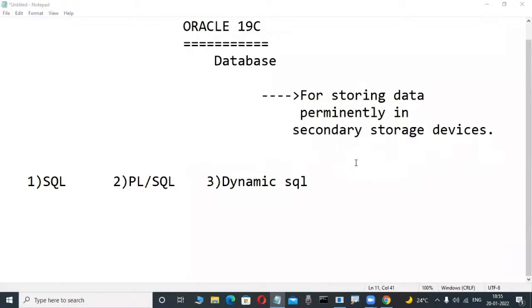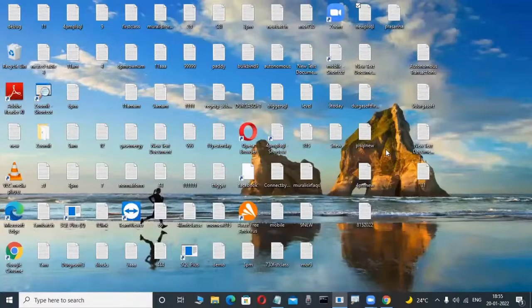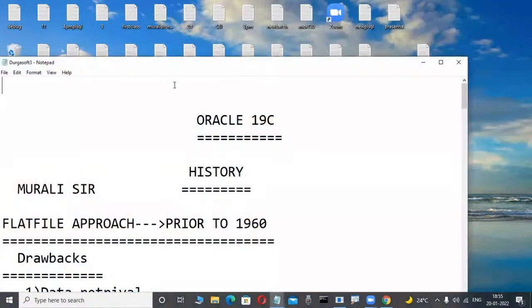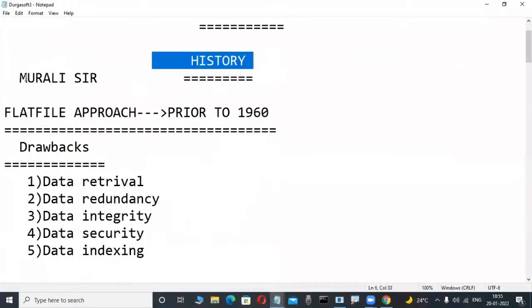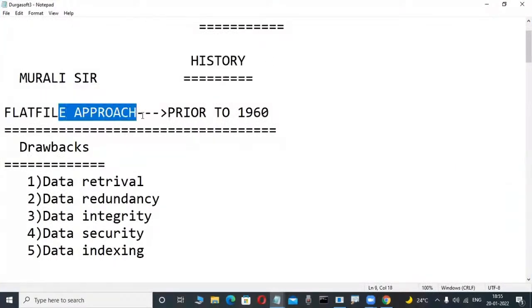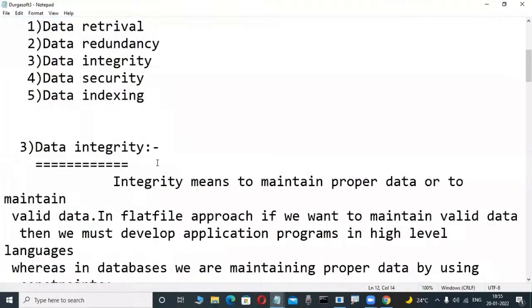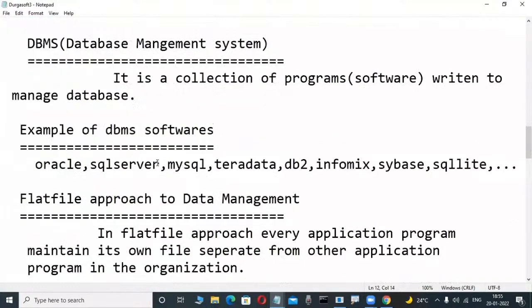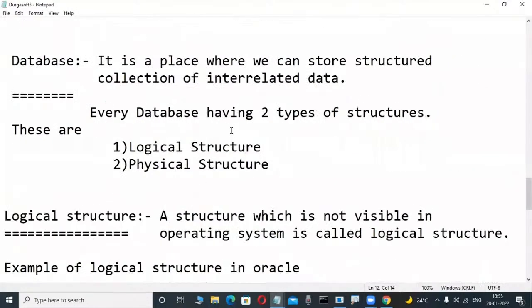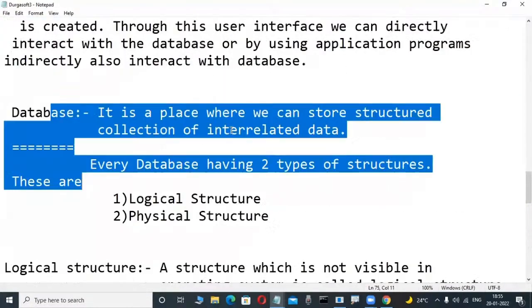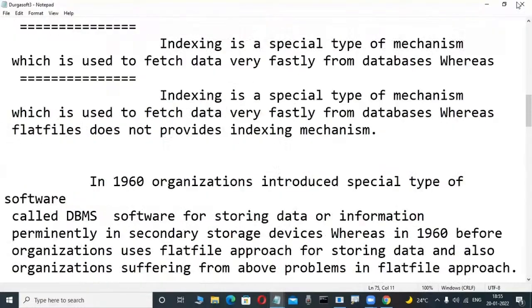In this course, we are covering SQL, PLSQL, and dynamic SQL. One of these days, we will also tell the history. In olden days, the flat file approach was there. What are the drawbacks? In the middle of the course we are learning that. Then what is a database? What are the differences between DBMS and RDBMS? These are all the things we are learning one of these days.